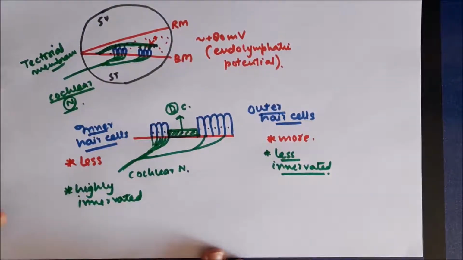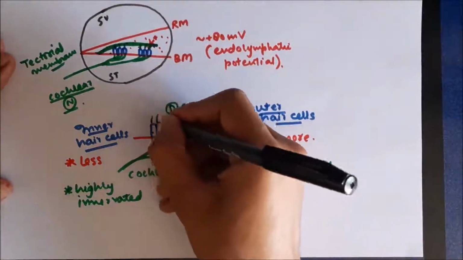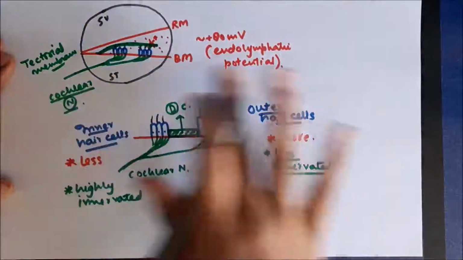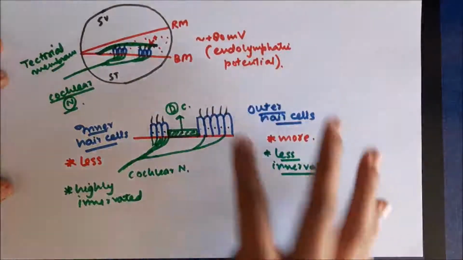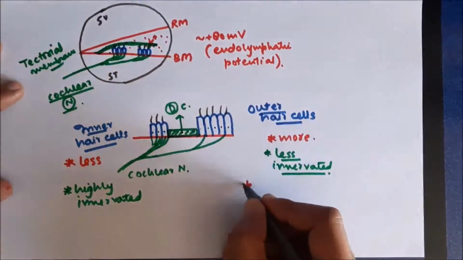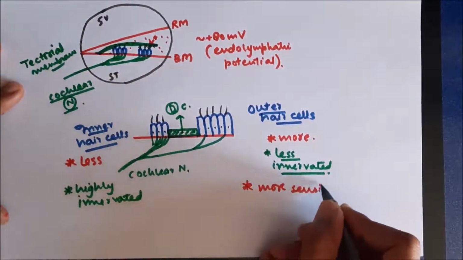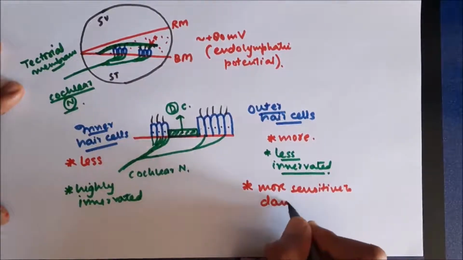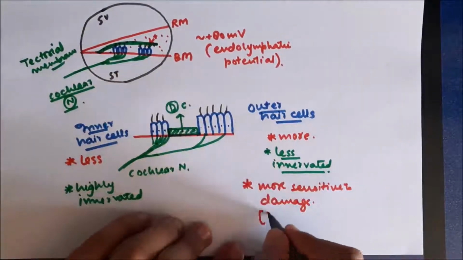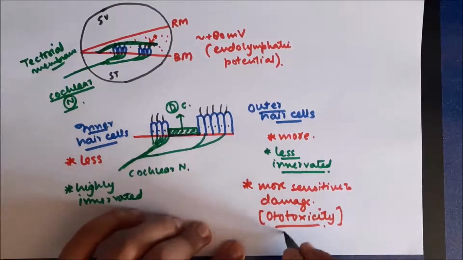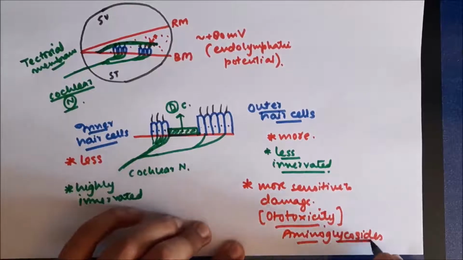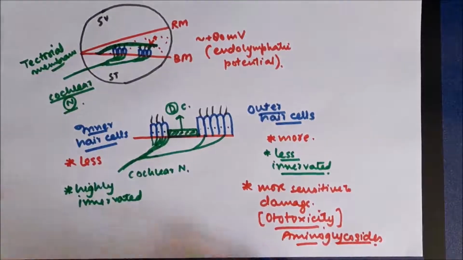Now hair cells have hair-like structures called stereocilia on the top of them, and each hair cell does not just have one stereocilium, it is just the diagrammatic representation. There are a large number of stereocilia present on each hair cell. Outer hair cells are more sensitive to damage as they can be easily exposed, and this damage is called ototoxicity. It can be caused by various agents such as aminoglycosides. So aminoglycosides can cause ototoxicity, that is damage of these outer hair cells.